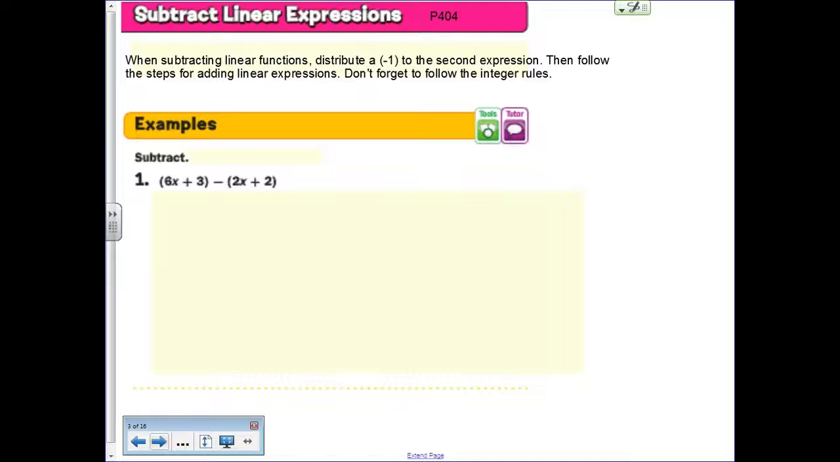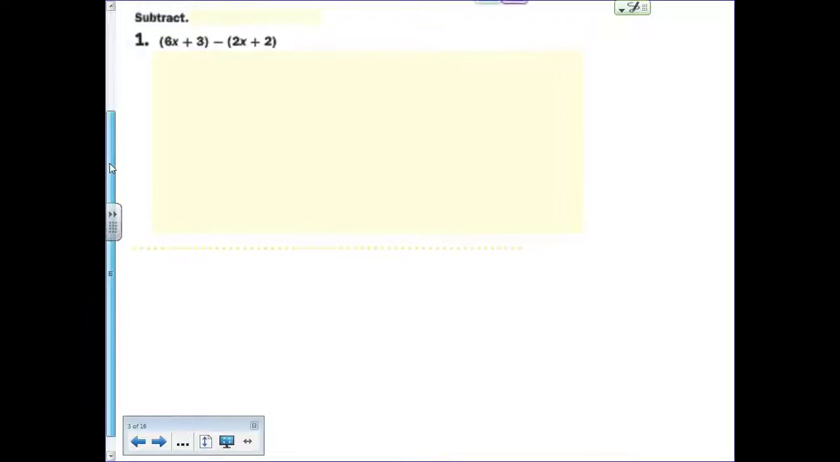Now, basically what this means is there's one additional step when you are subtracting linear expressions than there is when you're adding them. So basically we're doing the same thing you were just doing except for one thing, and that is distributing a -1 to the second expression. So let's take a look at example number 1 and see what that exactly means.